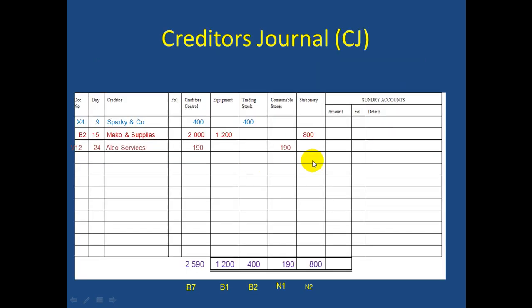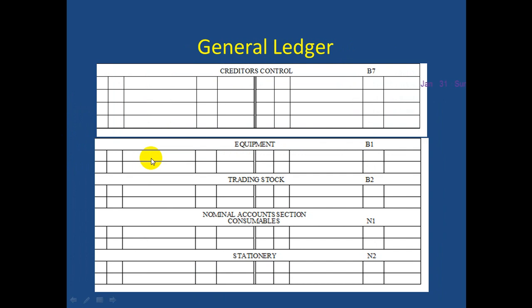Just want to go back one step, gentlemen. Let's go back here to the creditors journal. Okay, 2,590, there it is. We call it sundry accounts because we're going to log it under the creditors control, but we can't call it creditors control under creditors control, and it's a mixture of accounts. That's why we call it sundry accounts. So if you have a look again, there it is on the 31st. Sundry accounts. We took it from the creditors journal. It was 2,590.